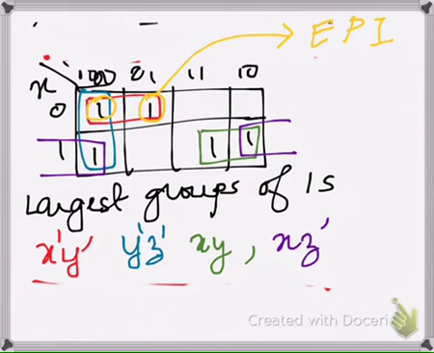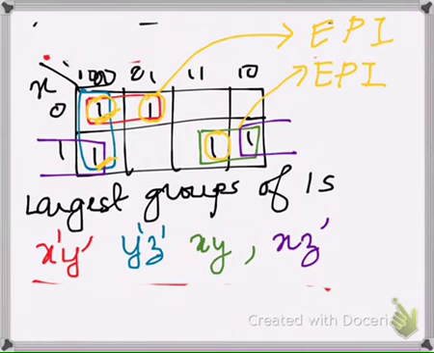Similarly, the blue one here: in the blue group we have this one which appears in more than one, and also this one which appears in more than one. So this is not an essential prime implicant. Similarly, let us take the green group. Here this one appears in only one group, so the green group is an essential prime implicant. Okay.